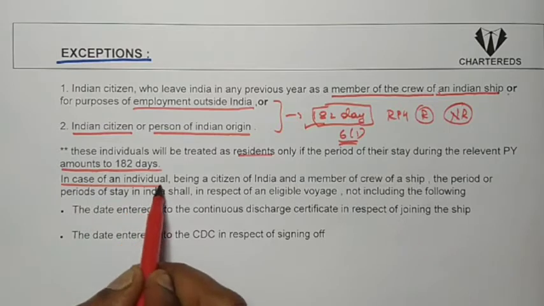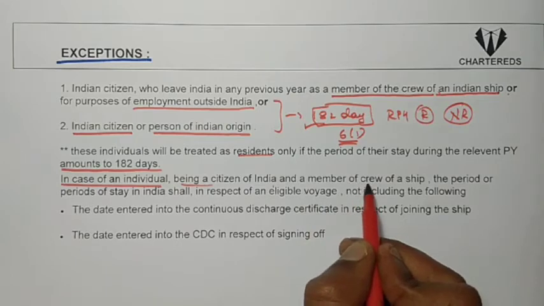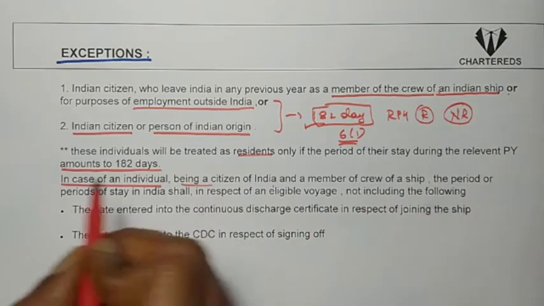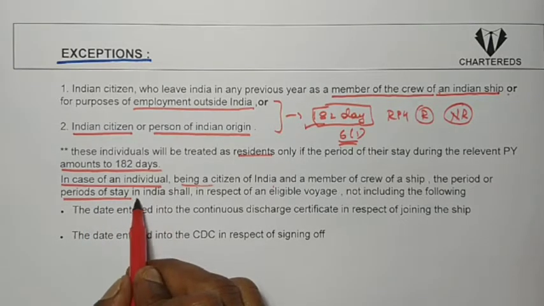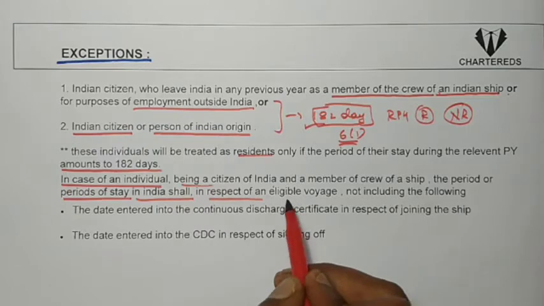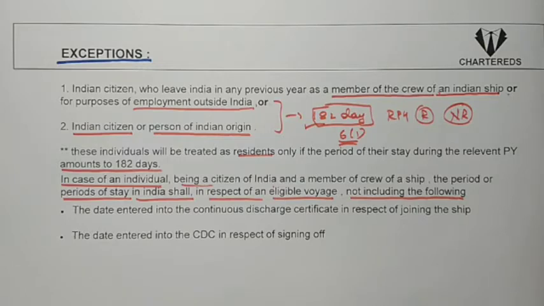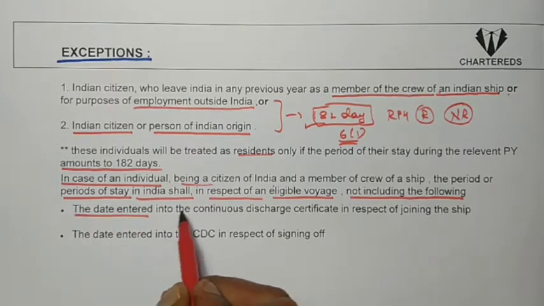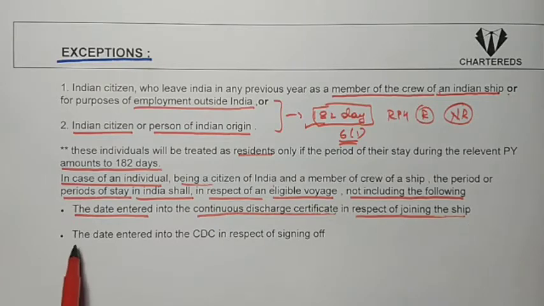In case of an individual being a citizen of India and a member of crew of a ship, the period or periods of stay in India shall, in respect of an eligible voyage, not include the following: the date entered into the continuous discharge certificate in respect of joining the ship, and the date entered into the continuous discharge certificate in respect of signing off. Let us understand clearly.